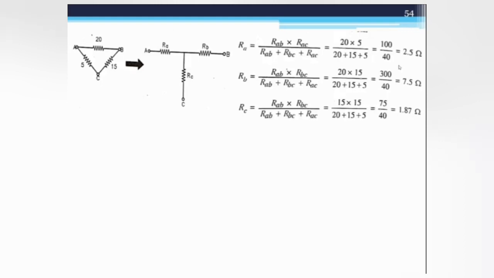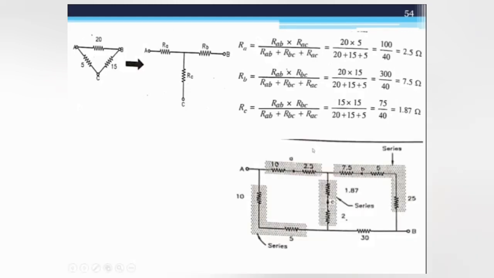Right? Now, replace that delta with this star form. So our circuit becomes like this one. This is your star, 2.5, 7.5 and 1.87. Remaining all the resistors are the same. Now, when we replace the delta with the star form, after that, these two resistors, 10 and 2.5, are in series. Similarly, these three resistors, 7.5, 5 and 25 are connected in parallel. These two, 1.87 and 2 are series.